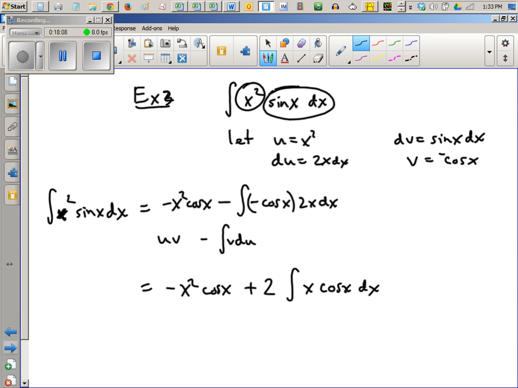Okay, still kind of stuck. Let's do it again. Let's do integration by parts a second time. Let's pick u again. Let's pick a dv. And let's break down this integral. So now we're focusing on this integral.